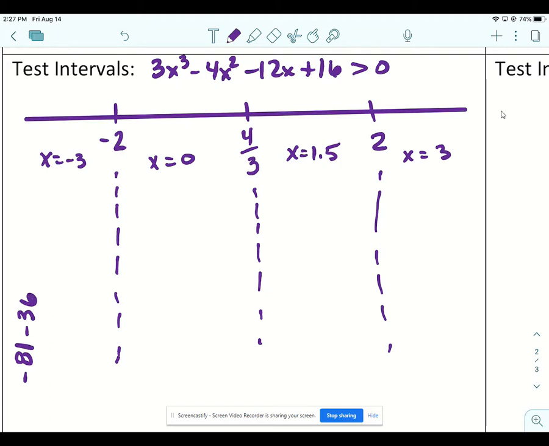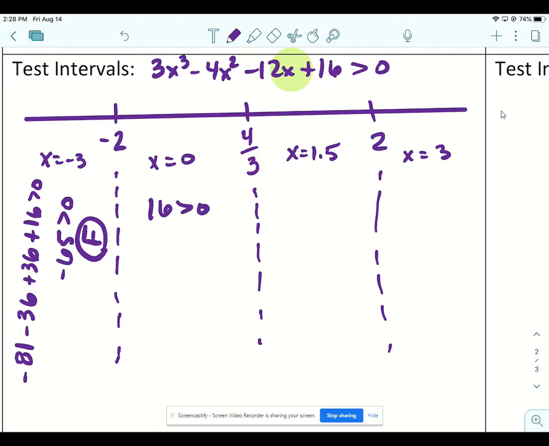And then I'll put the negative 3 right here. Negative 12 times negative 3 is positive 36. And then plus 16. So basically, we have negative 81 plus 16. Oh, and then greater than 0. So that's going to be negative 65 is greater than 0, which obviously is not true. When I plug in 0, I get 16 is greater than 0, which is true.